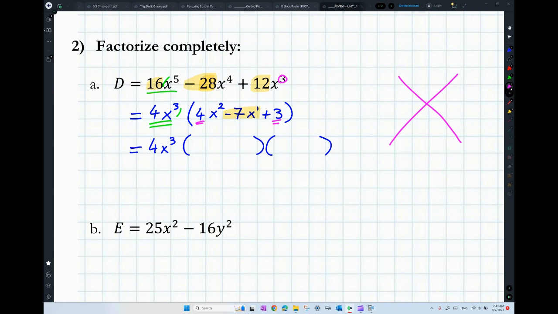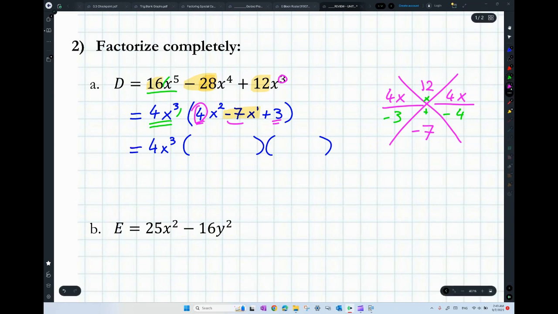4 times 3 is 12. I'm going to report the negative 7 here. On top of those two fractions, I'm going to put ax, and a is 4 here. And I need to find two numbers multiplying as 12, but adding up to negative 7. And I've got that with negative 3 and negative 4.